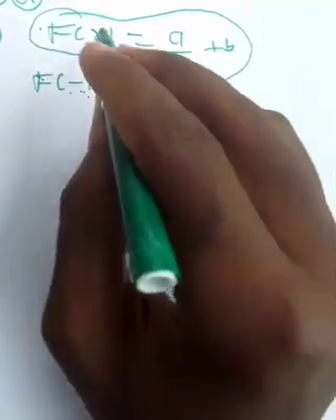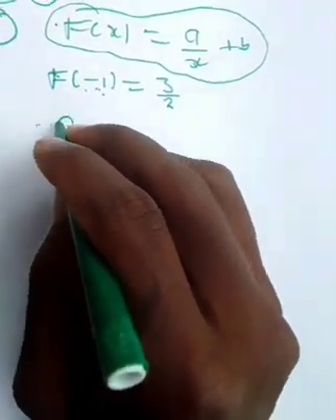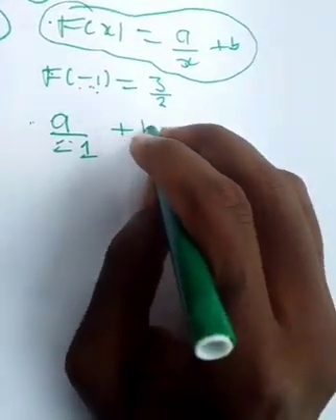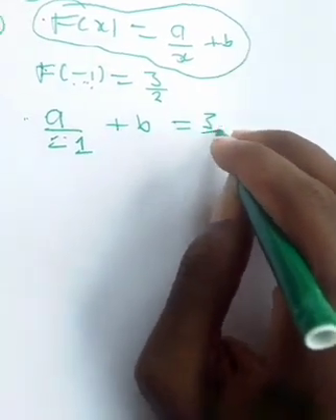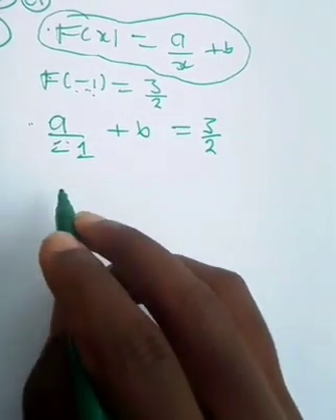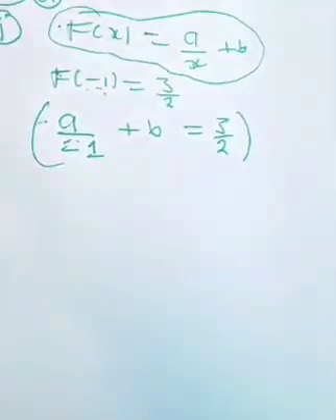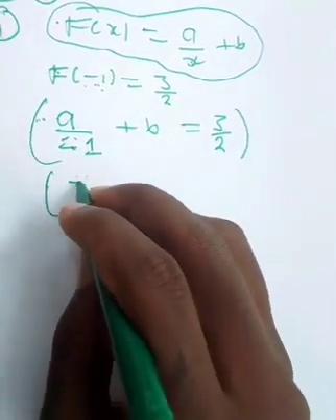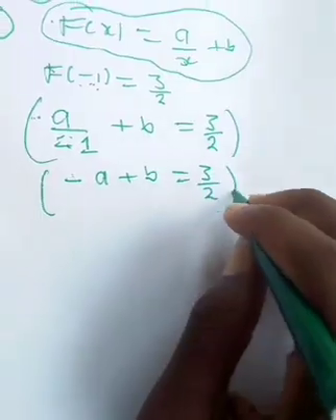And how are we going to do it? Let's get this function. Where there's x, I'll put -1. So I'll say a over, where there's x, I'm putting -1 plus b. Then I'm equating to 3/2. Okay? And now I need to try to simplify this equation. So I can also write this as -a plus b is equal to 3/2, right?